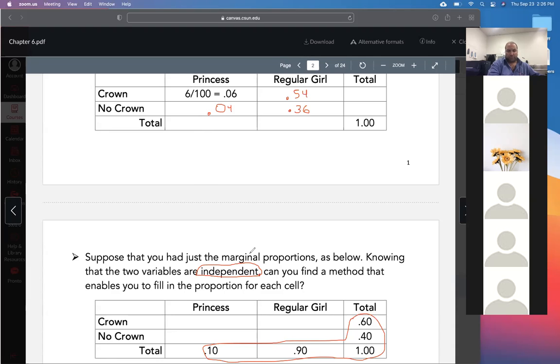So would it be like 6 plus 4, and then that gives you the 1.00? Well, I don't need these numbers. I already have these numbers. I want the missing numbers.